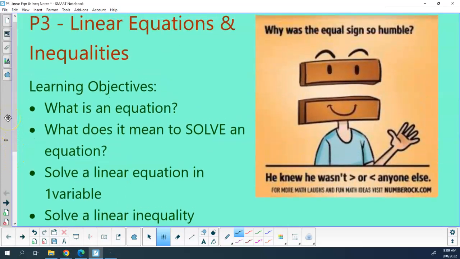Why was the equal sign so humble? They weren't, he or she, for that matter, knew that they weren't greater than or less than anybody else. Humility. All right.